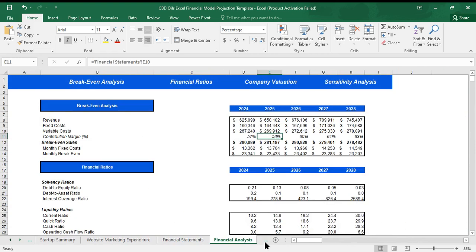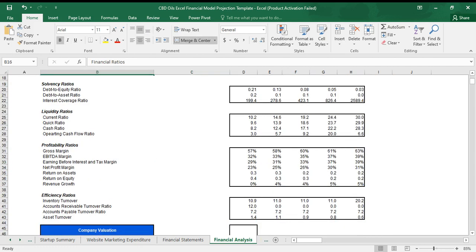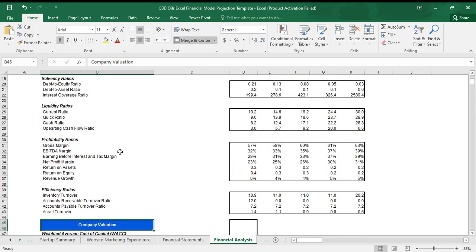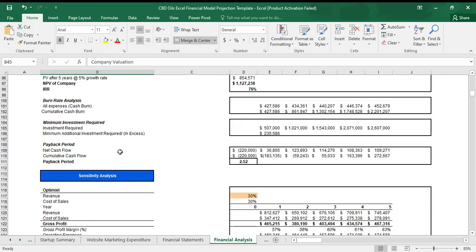And then we have the financial analysis sheet. Here we have included four major financial analysis tools, that is break-even analysis. Here we have calculated the break-even sales point. We have financial ratios. We have included major financial ratios of the business, such as solvency, liquidity, profitability, and efficiency ratios. We have company valuation, where we have calculated the NPV and IRR of the company.